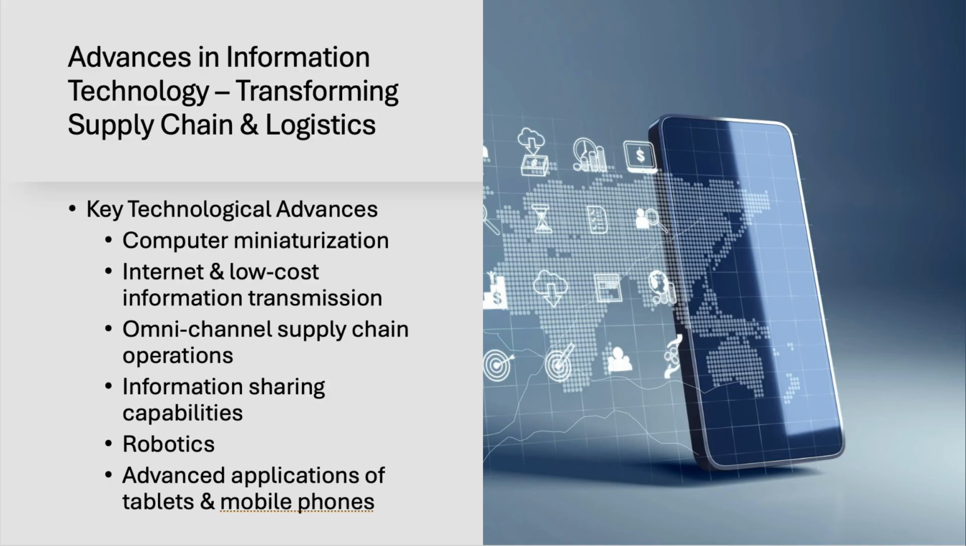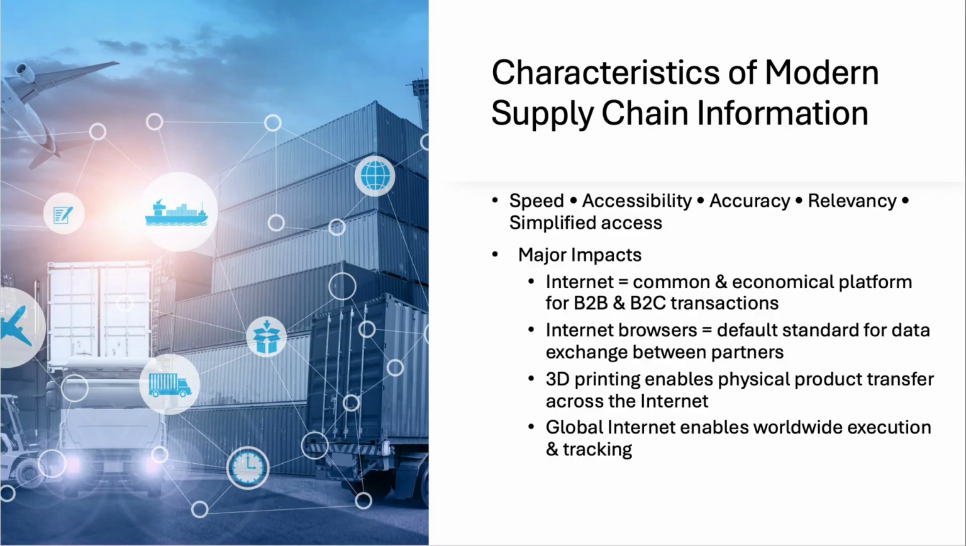These technological advances lead directly to a new standard for what supply chain information should look like. That brings us to the characteristics of modern supply chain information. Modern supply chain information should have several important characteristics: speed, accessibility, accuracy, relevancy, and simplified access. Speed means information should be available quickly. If a shipment is delayed, managers need to know early enough to take corrective action.